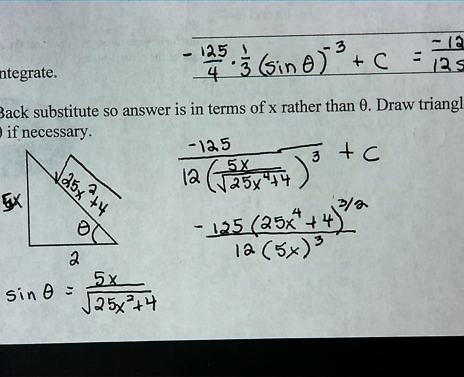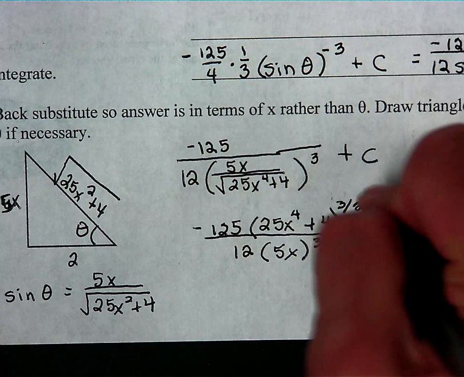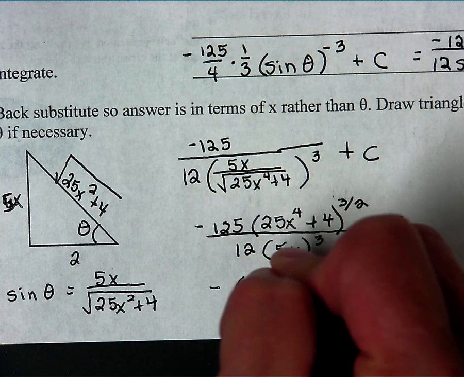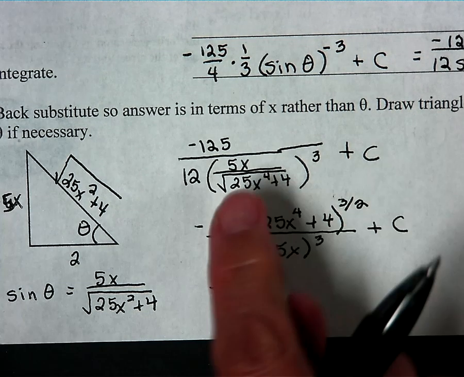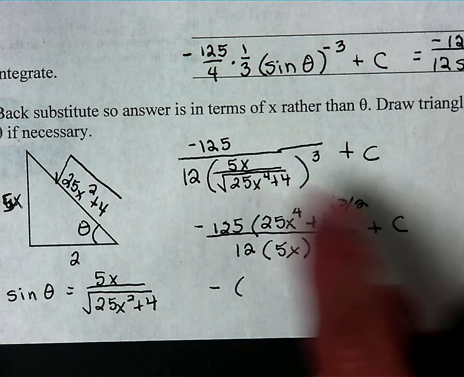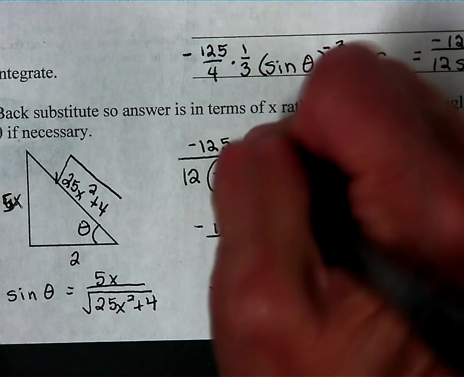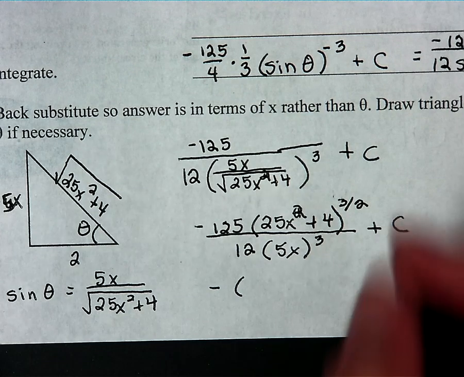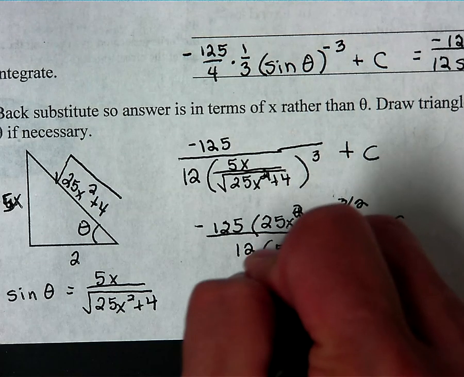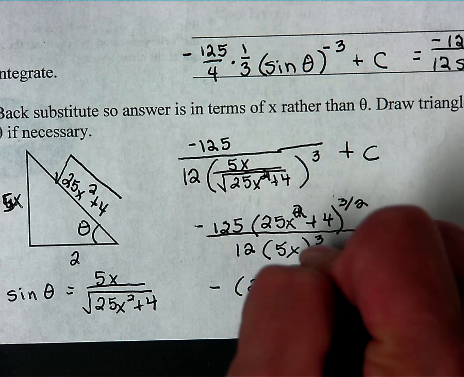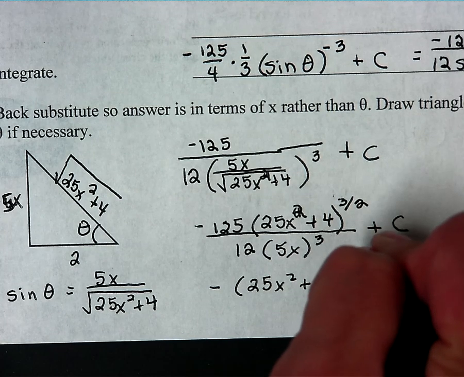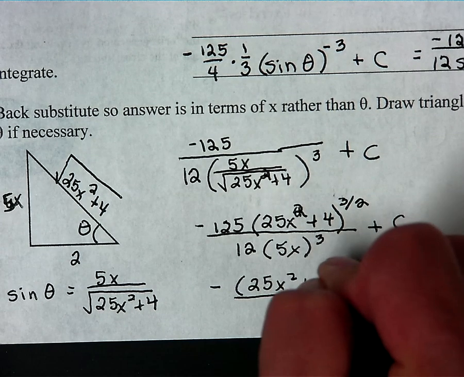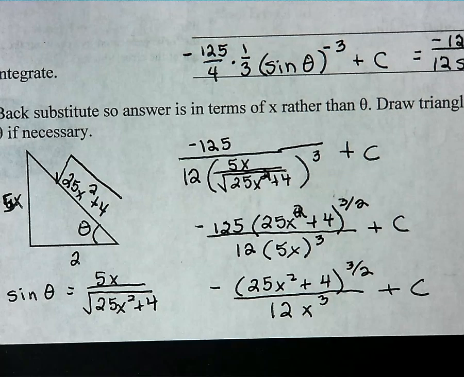5 cubed is 125. So negative. Am I right? Why did I start writing x to the 4th right there? There's no reason. It's a typo. Negative 25x squared plus 4 to the 3 halves over 12x cubed plus a constant.